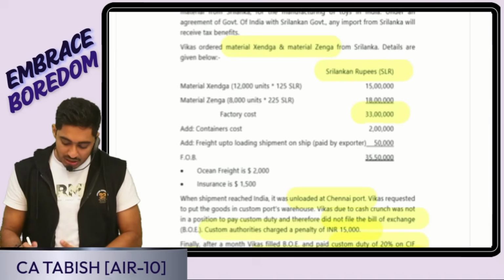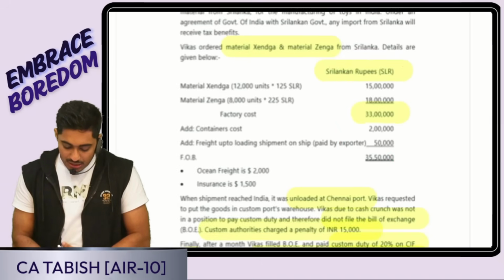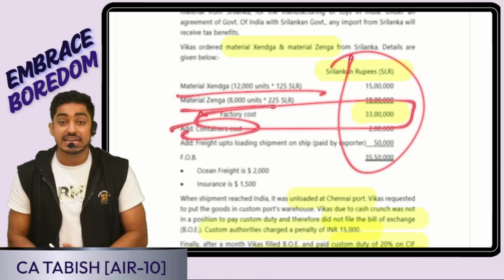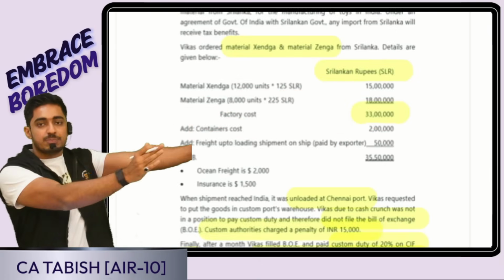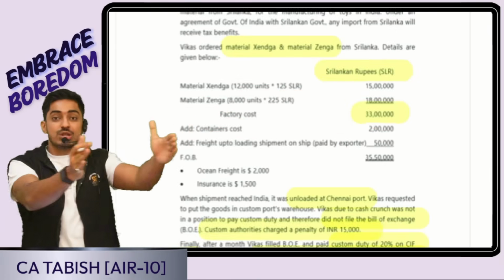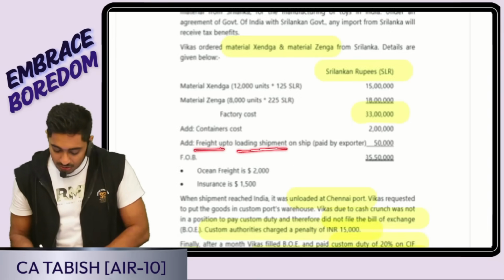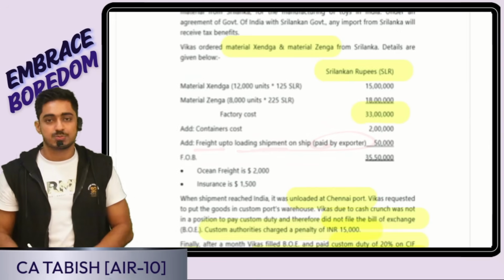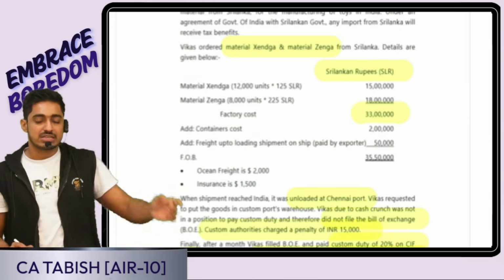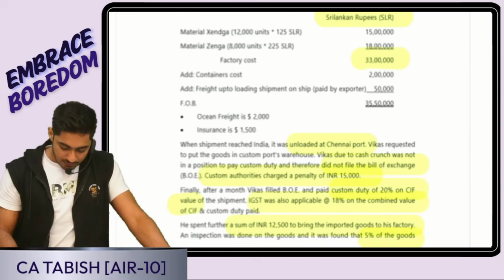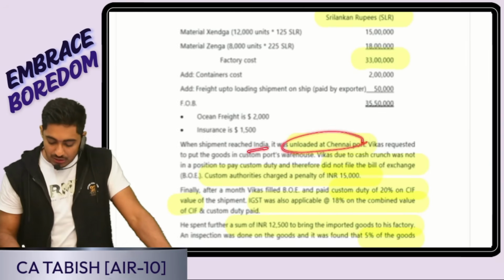That means all the data I'll have to convert into INR. Raw material cost is given. Once I add, I'll arrive at the factory cost. Then container cost is required. Obviously, from their place to our place, if we have to bring it, we want the container, that container cost is there. Then freight up to loading, shipment on the ship, paid by the exporter. There in their country, whatever freight cost they've incurred. Here they've given free on board, then ocean freight, and insurance also. Okay, fine. When the shipment reached India, it was unloaded at Chennai port.